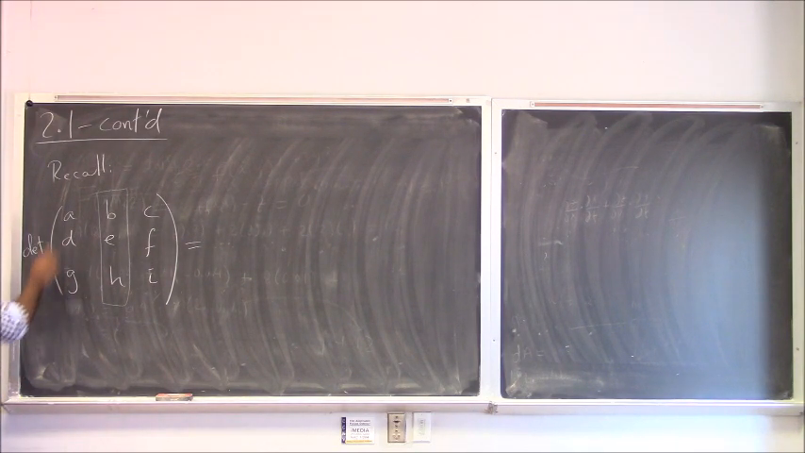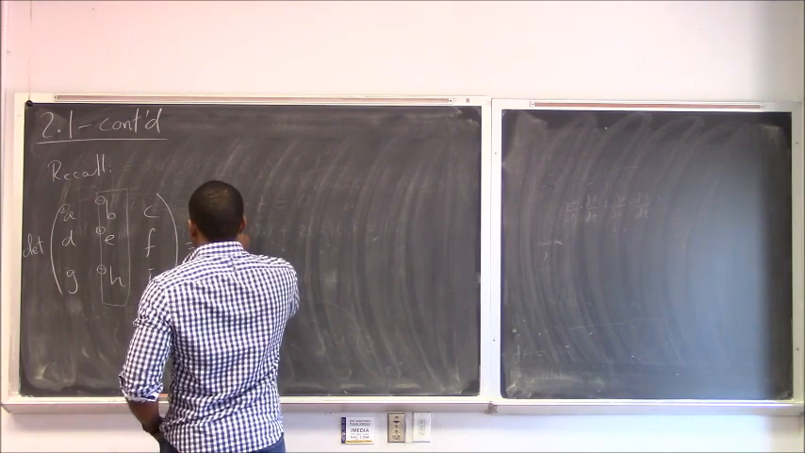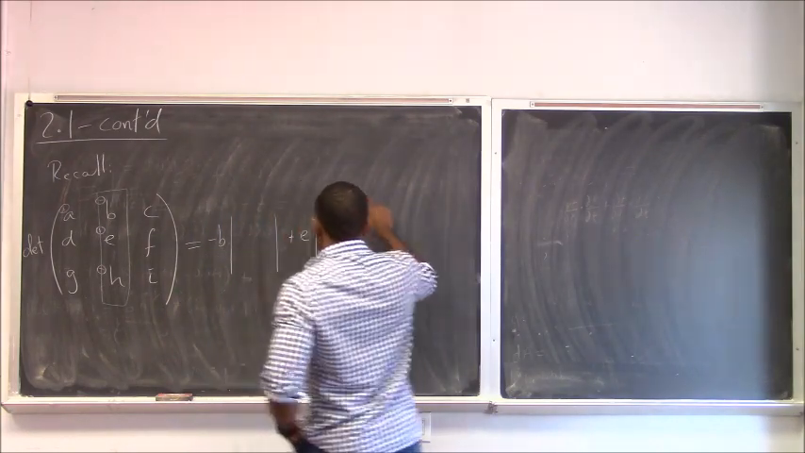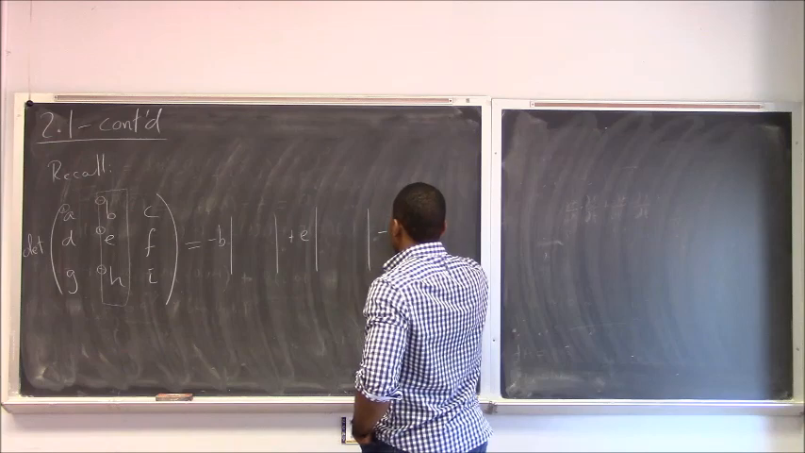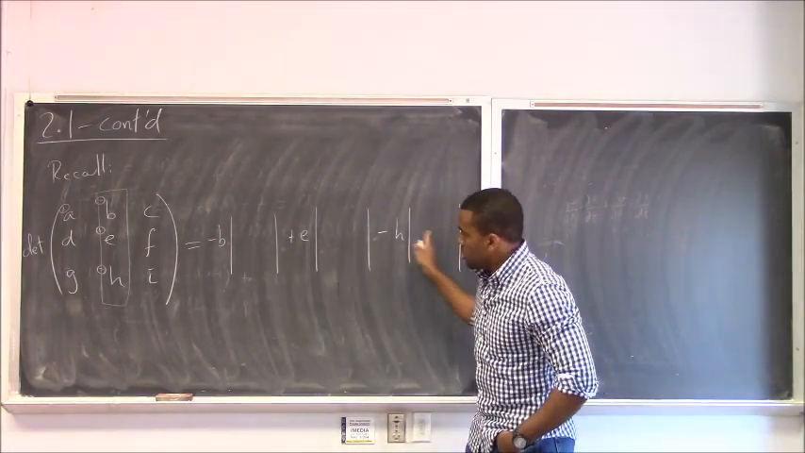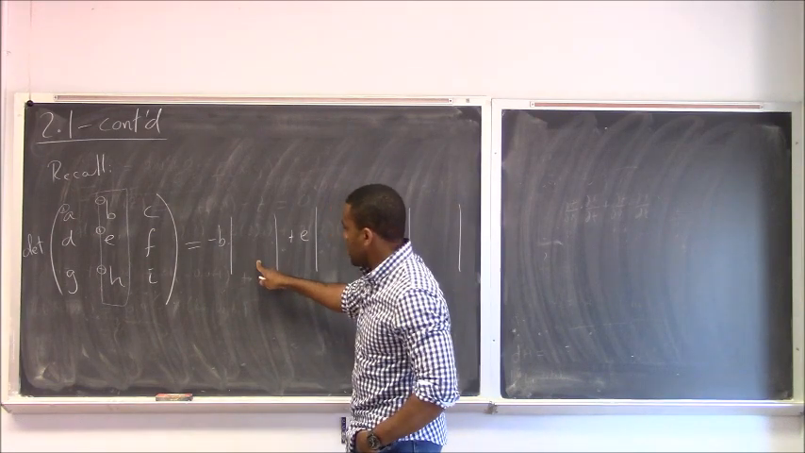Or you can know that positive is always the top left, and then it alternates everywhere else. So this is going to take a minus sign, then a plus sign, then a minus sign. So it's going to be minus B times a matrix, plus E times another matrix, minus H times another matrix. We are going to break it down to smaller matrices here. So what goes here? How do we figure this out?